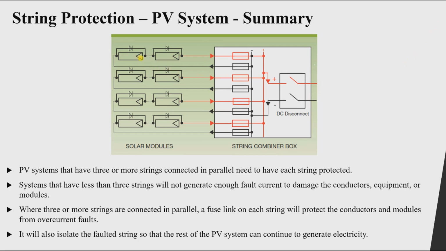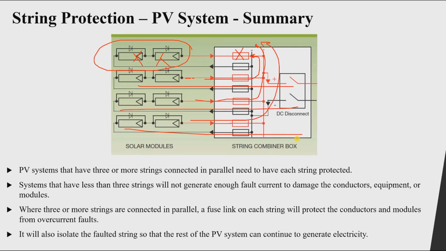So let's say, for example, we have a short circuit here in this group of panels. The current will go from here through this fuse, and the current will go here through this fuse, and the current will go here through this fuse. What will happen exactly is that this fuse will burn and break, and it will isolate this part from the rest of the PV system. So the rest of the system, this string and this one, will continue to provide electrical power to the system.